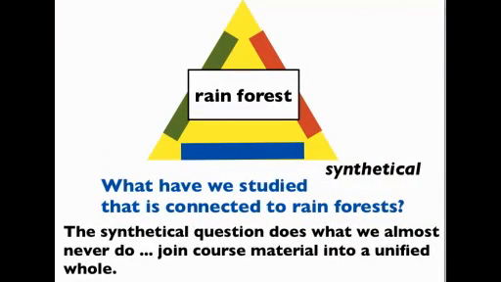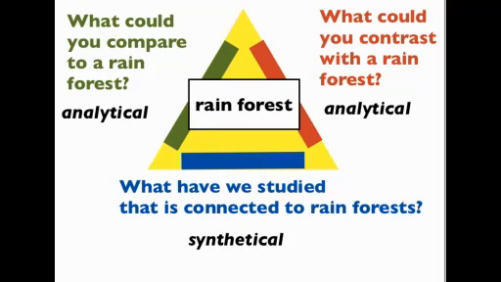Here's the screen. The synthetical question does what we almost never do. It joins course material into a unified whole. More depth than breadth. That's what we do, Kate. We do not link. We explore nouns, but we never say what they have to do with verbs. Those are the three huge things that Einstein triangles do.